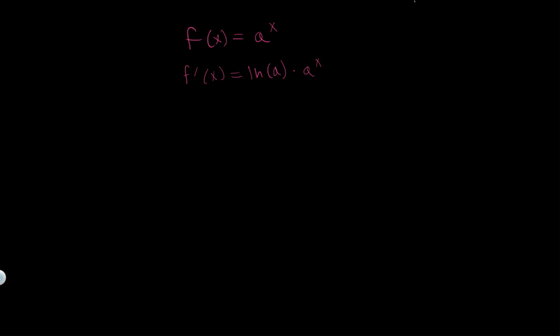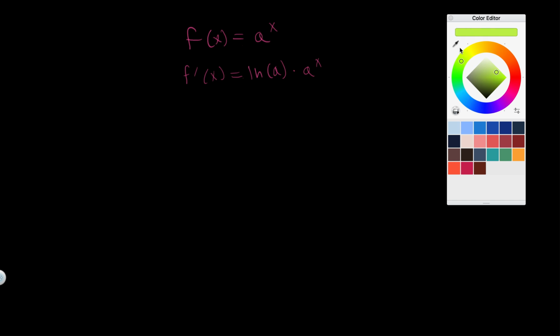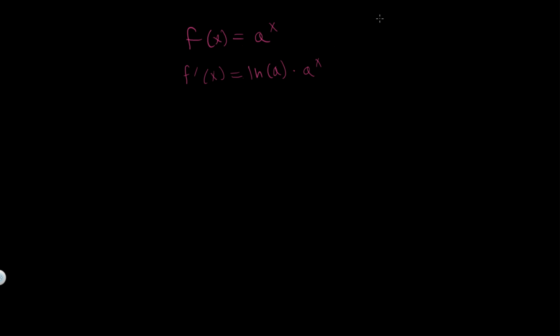So let's do a very famous example here. This is a derivative that you're always going to remember, and I'll show you why right now. Let's say we have g of x is equal to e to the x. So e is just some constant, right, to the x. So let's use the formula.